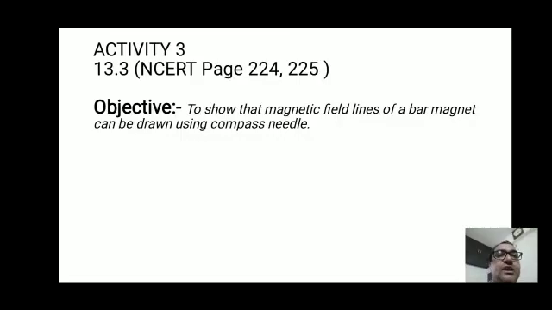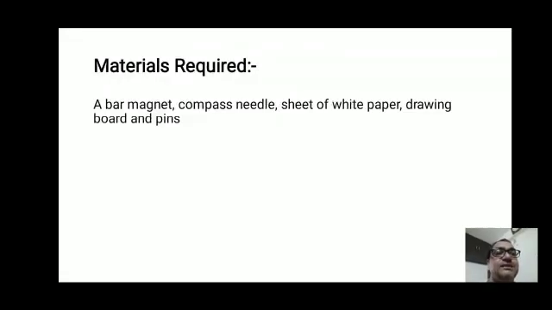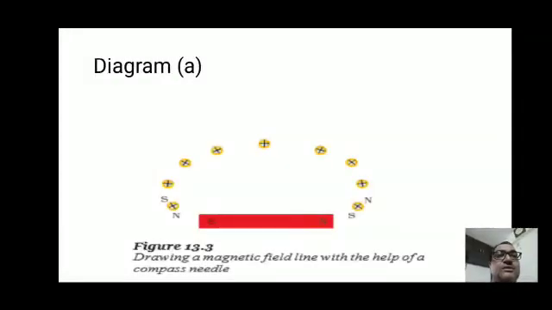So this is the aim of this activity: to show that the magnetic field lines of the bar magnet can be drawn using the compass needle. We will go for the second point, which materials are required for this activity. A bar magnet, compass needle, sheet of white paper, drawing board and pins are required for doing this particular activity. Now students, this is the diagram of this activity.